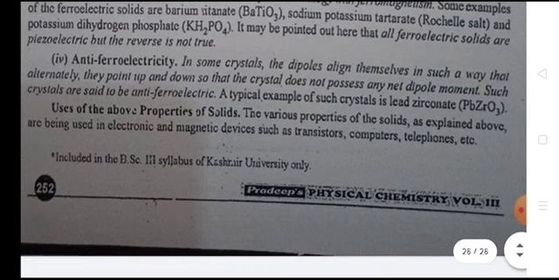Uses of the above properties of solids. The various properties of solids as explained above are being used in electronic and magnetic devices such as transistors, computers, telephones, etc. Chapter complete.